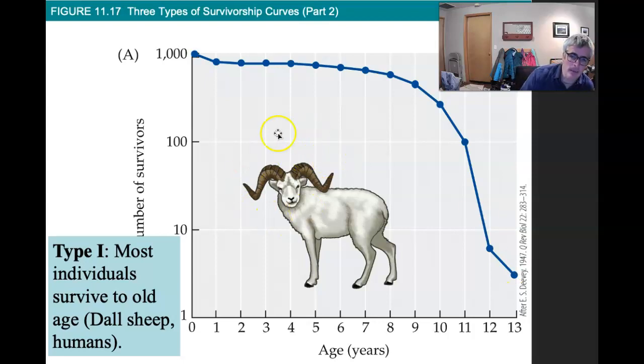So that's an example of a type 1 curve. High survivorship through the early parts of life, low survivorship in the late parts of life. Things that die of old age. You could think of it that way.